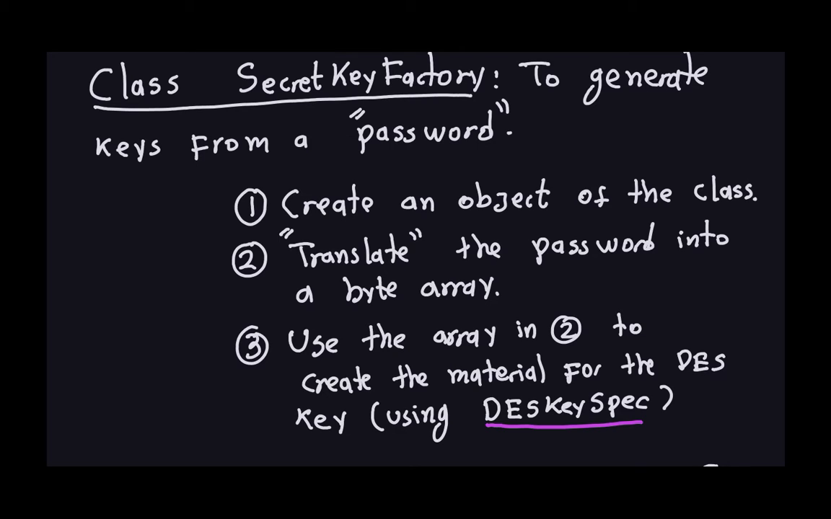All right, so I'm going to go into Eclipse in a second, because I want to show you exactly how you create this object of this class and how you take a password, which you enter, and translate that password into a byte array. That's an important part of the creation of the DES key from the password. So let me go to Eclipse, and I'll show you how that is done.